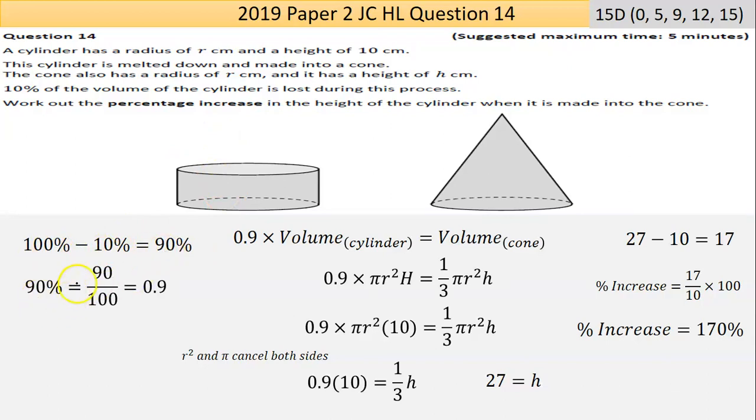Now, 90% is the same thing as 90 over 100, which is the same thing as 0.9. So 0.9 times the volume of the cylinder is going to be equal to the volume of the cone. So right there, you have at least the attempt, those statements. You show you know what's happening. Then we're going to swap in the volume of the cylinder formula.